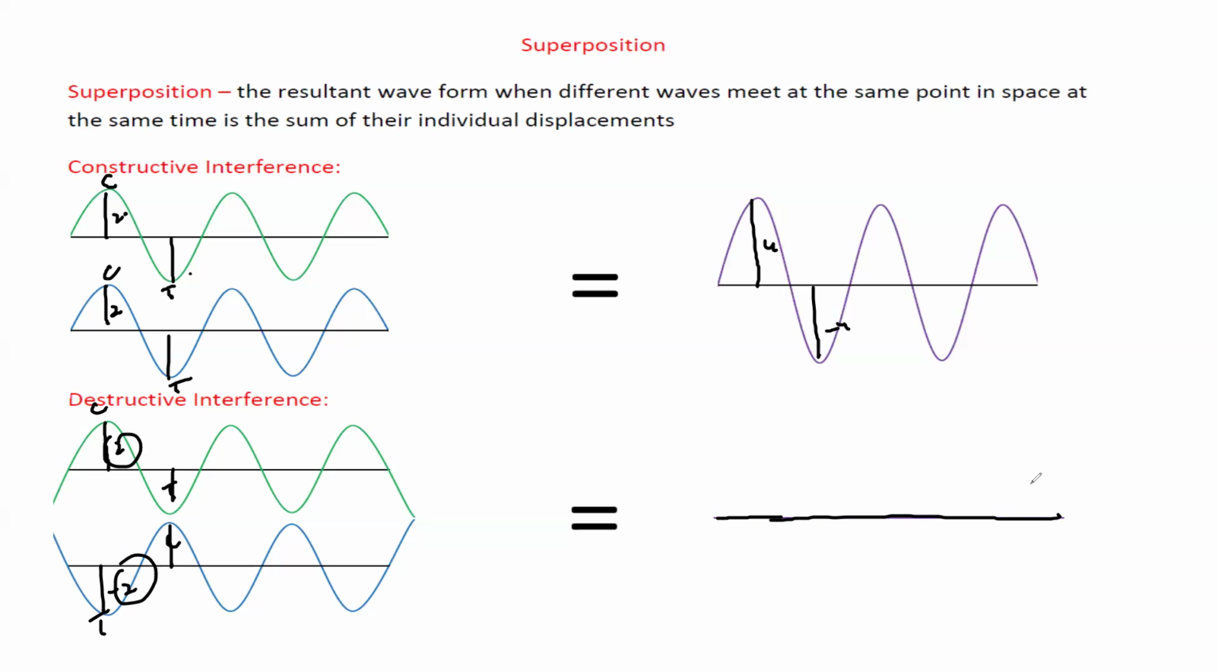This is the same concept used in noise cancellation headphones. How noise cancellation headphones work is that they produce the same wave, the same pattern, but 180 degrees out of phase. So it cancels out the noise.